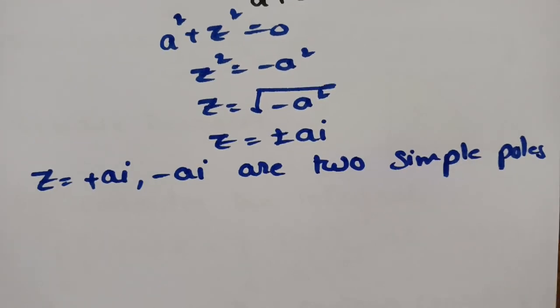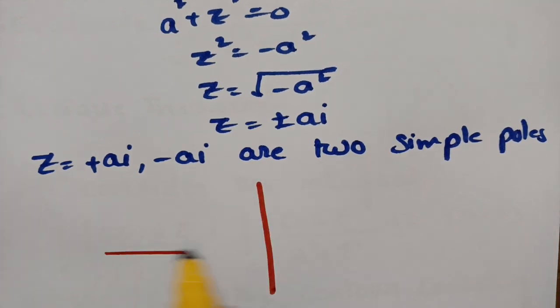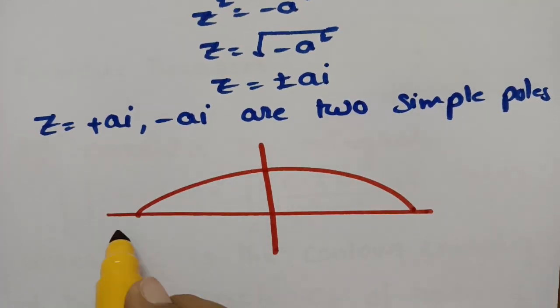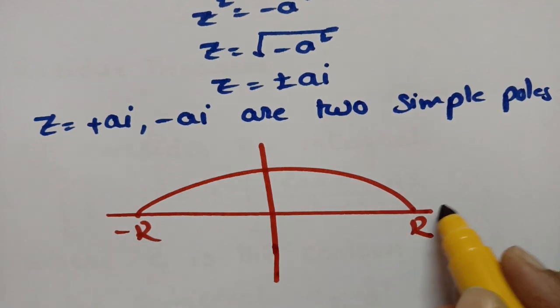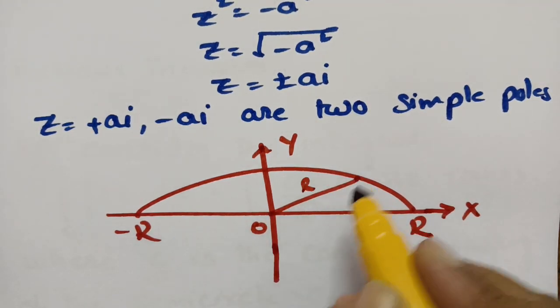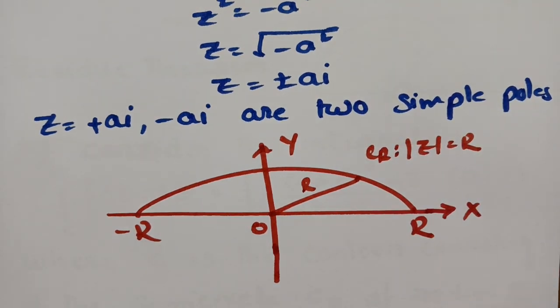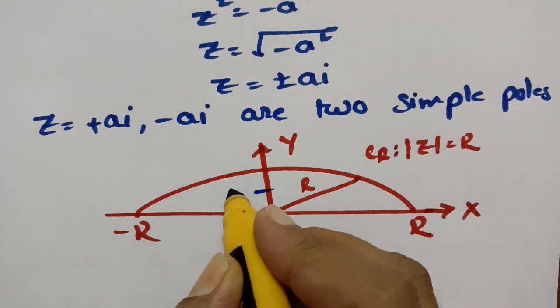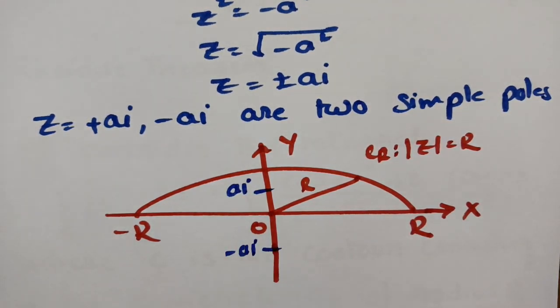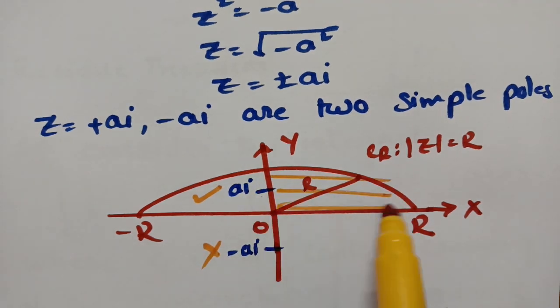Now what we have to do? We have to check whether these poles are within, on, or outside the given contour. The contour is like this. This is minus R and this is plus R, this is the real axis and this is the y-axis, this is 0, and this is a semicircle with radius R and center 0. This is CR, that is mod z equals R. It is easily identified that plus ai will be inside and minus ai will be outside the given contour. So this is the closed contour in which ai lies inside the contour.